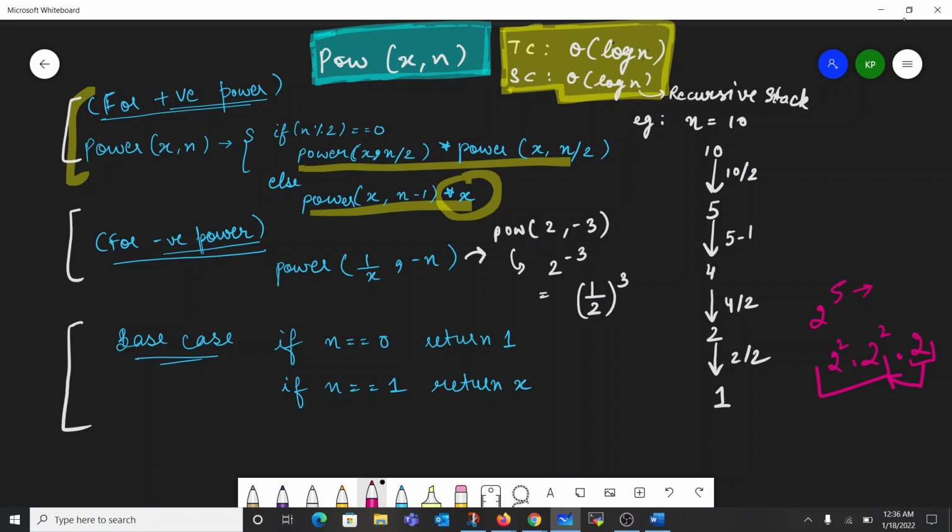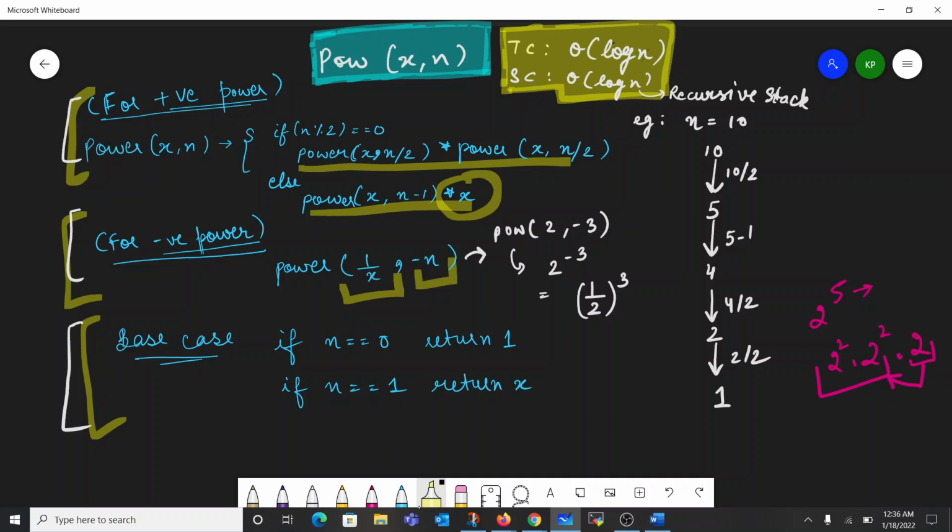Now comes the next part, which was for the negative power. For negative, we would be simply passing 1 by x rather than x to the function and passing our power with the negative sign, so that this particular power, which was already negative, could be nullified with this negative sign. And then our base cases, because we would be doing this in the form of recursion, that's why we are required to have base cases also.